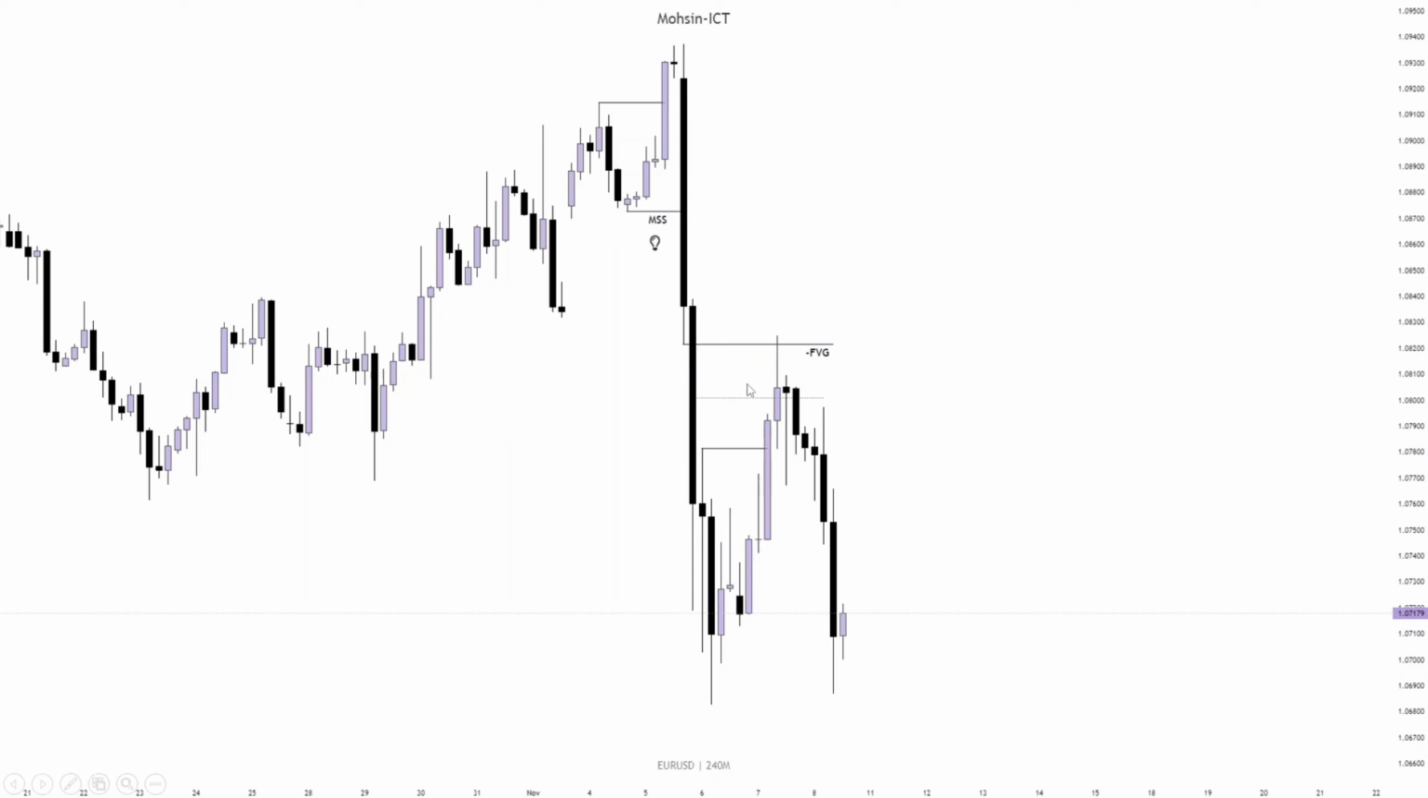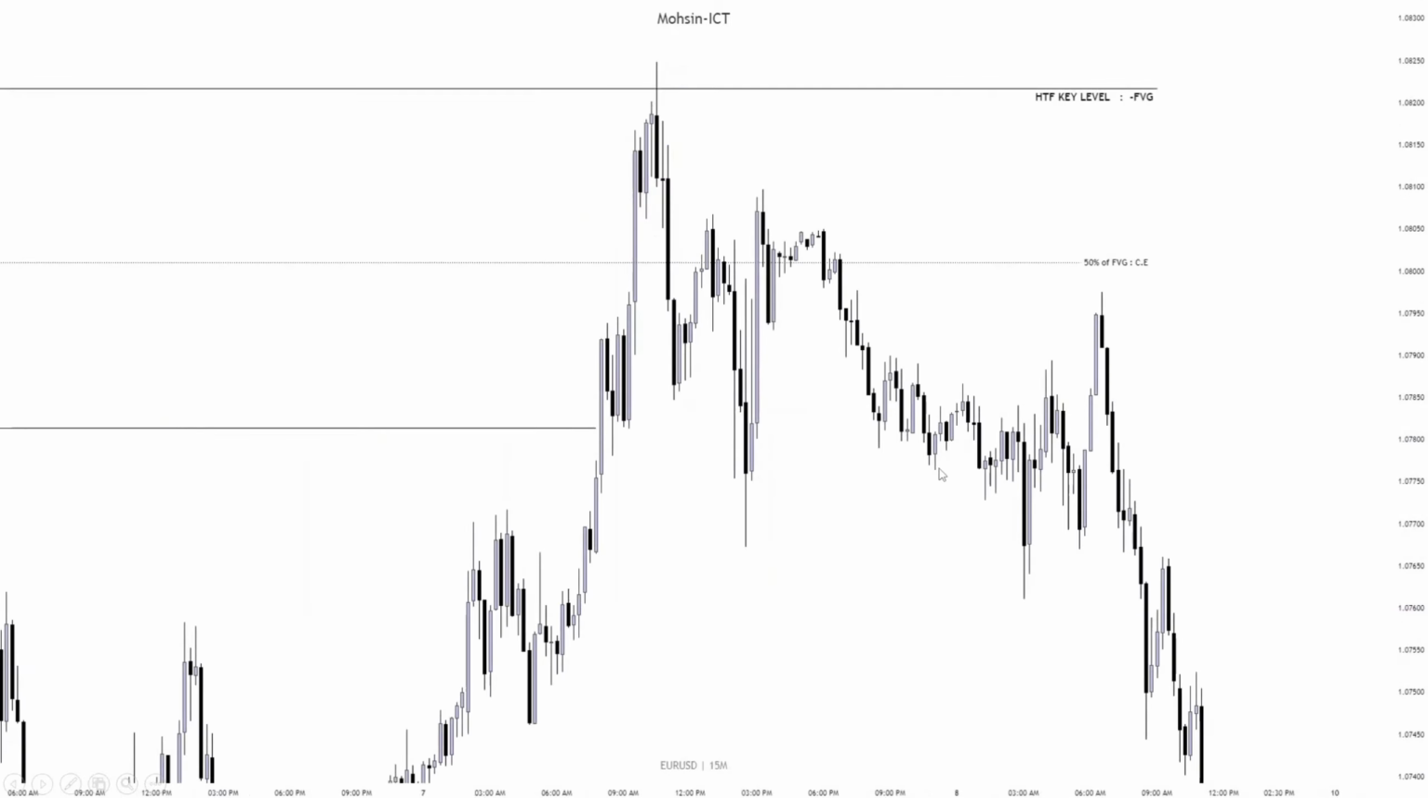So we mark the fair value gaps that are most likely to be respected by the price. In this case, I was looking for this one because when price is too aggressive going lower, it will always choose the nearest fair value gap to react from. It could have gone right here, I won't mind, but on the lower time frame, we saw some amazing reactions, so we choose this fair value gap. So let's go to the lower time frame.